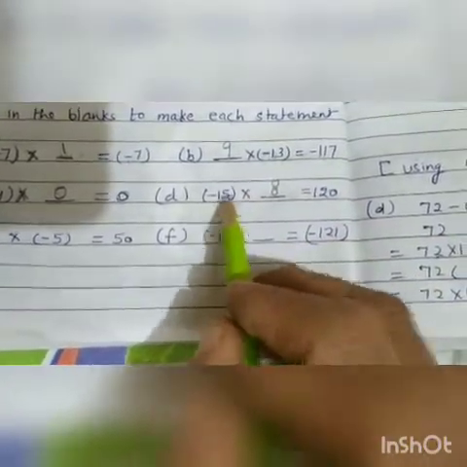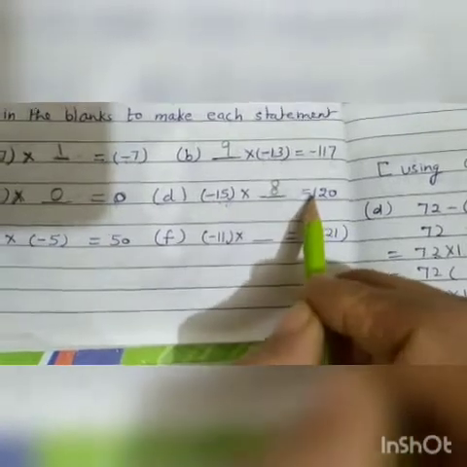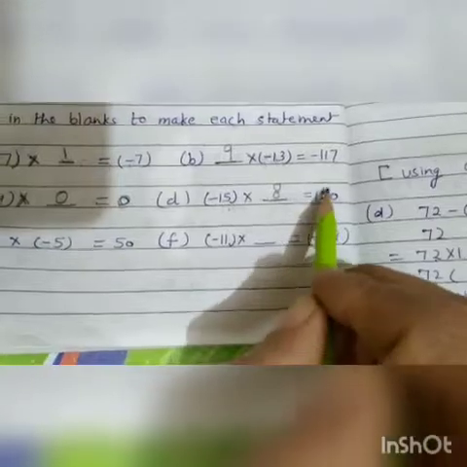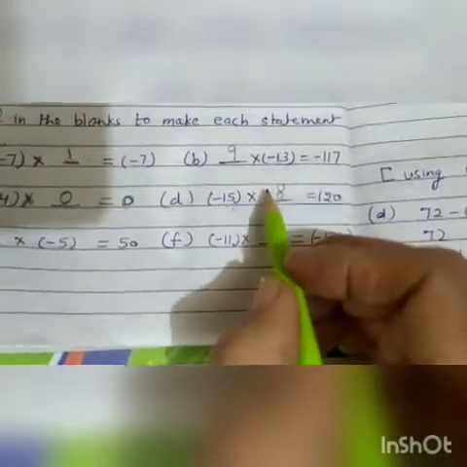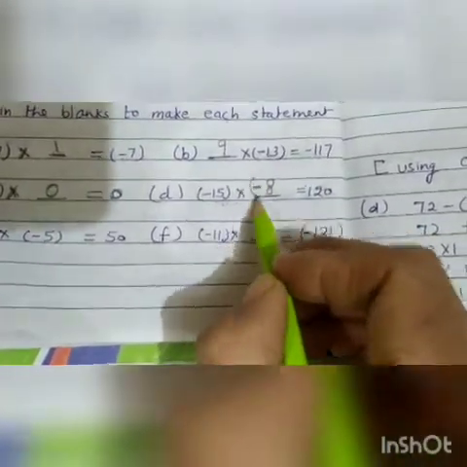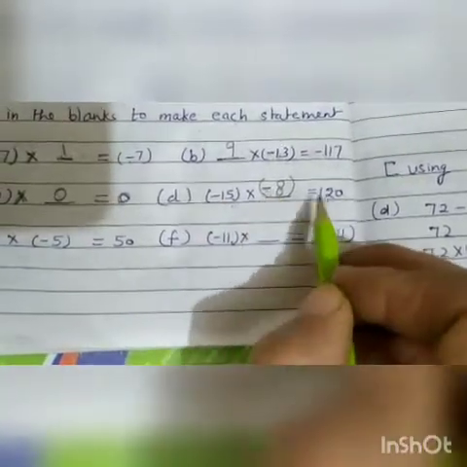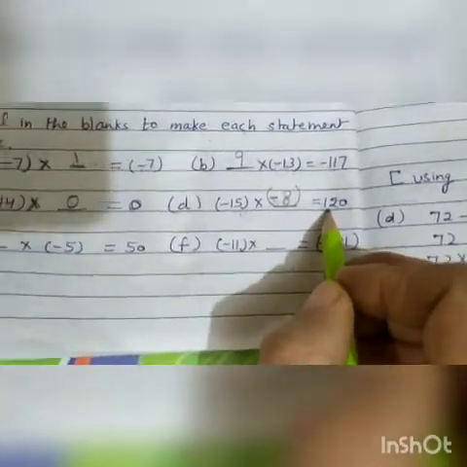One is negative, the other is positive. So their product should be negative, but here it is positive. It is given that the product is positive. It means we should put a minus sign here also. So when we multiply two negative integers, their product is positive.